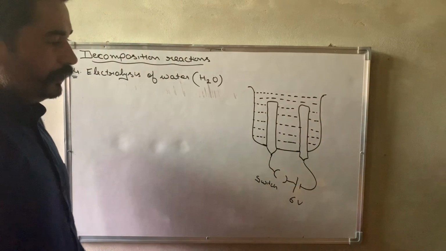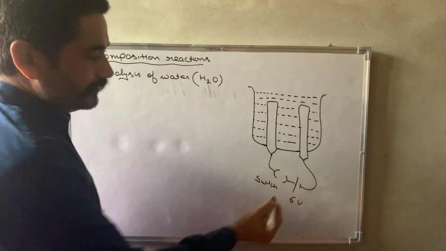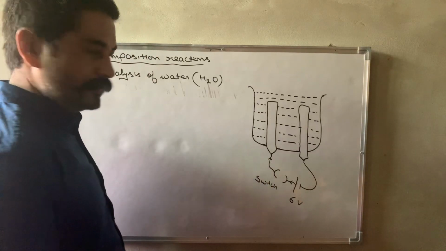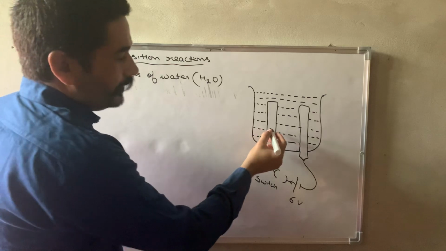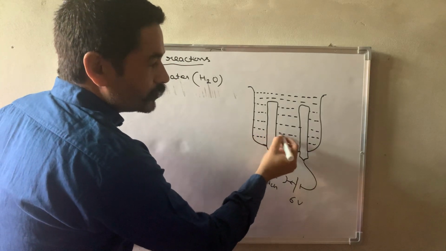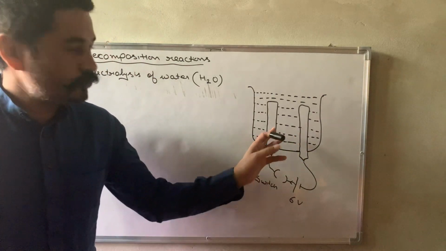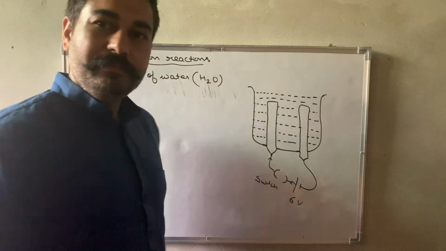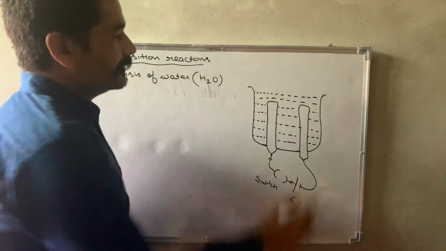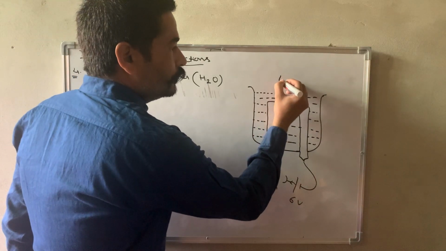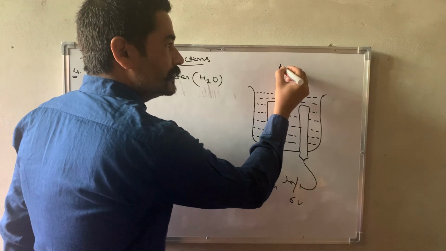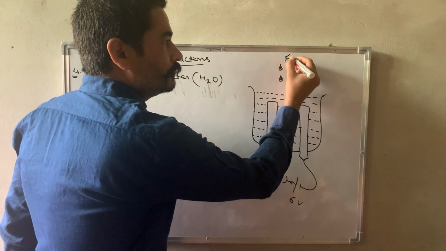Okay. Now if you turn the switch on, you will see that from the positive terminal of the battery, electric current will start flowing, and from the electrode, current will try to pass through the water. But distilled water is a bad conductor of electricity. To make it conducting, we'll add a few drops of sulfuric acid. So this is again an important question that is asked: why do we add a few drops of sulfuric acid?